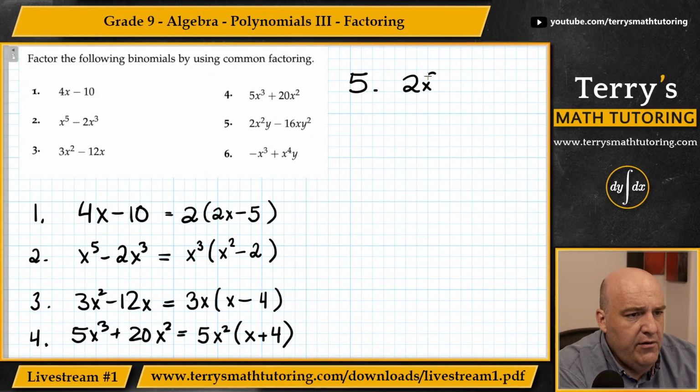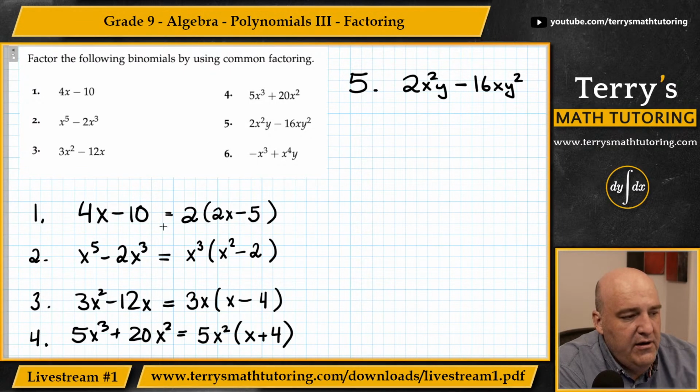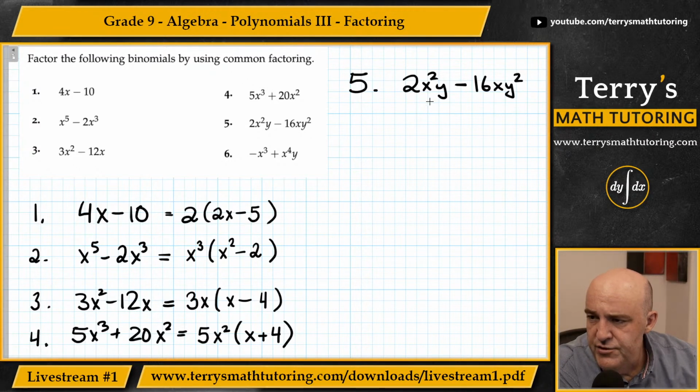2x squared. Notice on this one we have two variables here. We haven't seen that yet. All of these have been just one variable, but now we have an x and a y coming in. So what can we pull out here? Well, a 2 for sure. And 2 goes into 2 and 2 goes into 16.